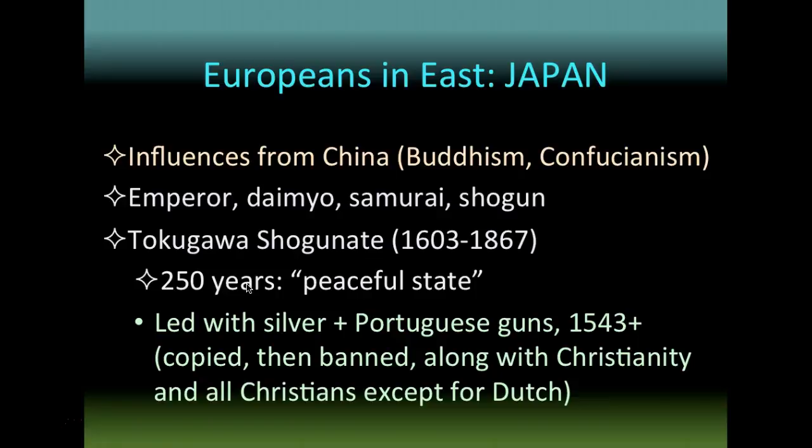They also ended up banning Christianity and all Christians except for the Dutch in one port city. And the Dutch weren't interested in proselytizing. They didn't try to convert the Japanese to Christianity, so they were allowed to trade in one port one time a year.